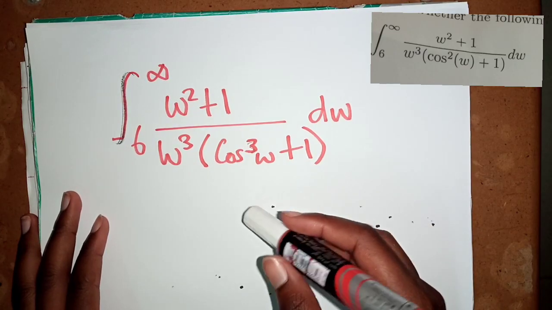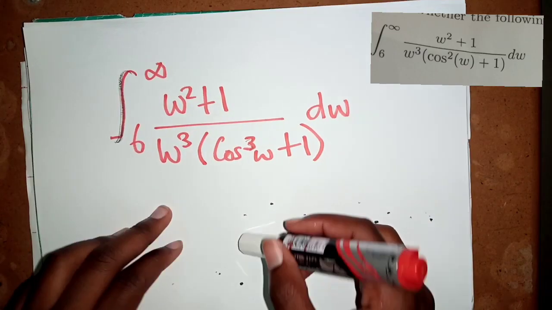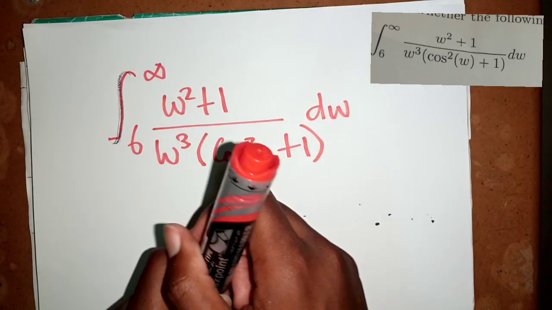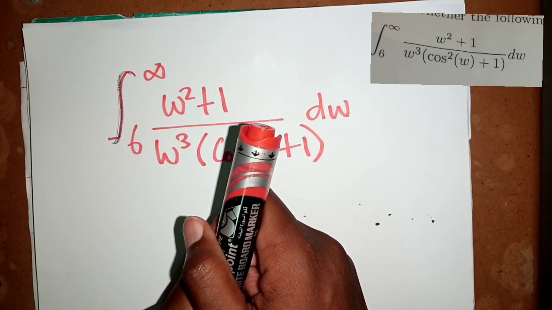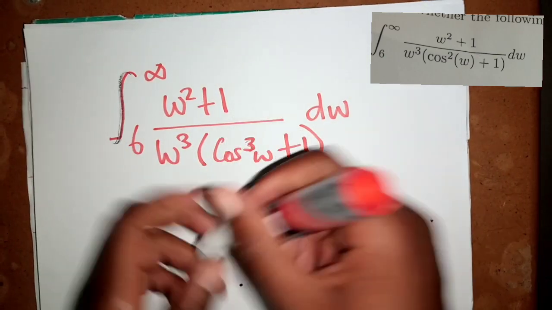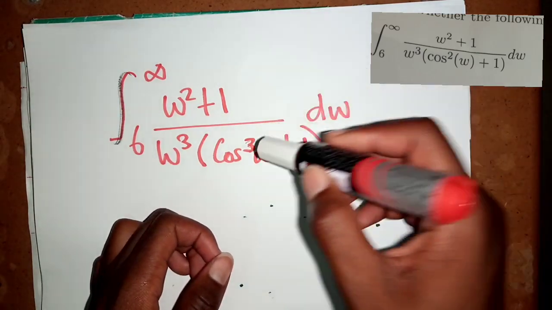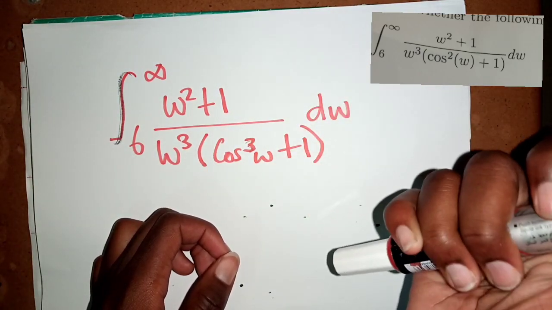So for the first question, we're being given a function. This is the first question of test one for the second test. We're being told to find if it converges or diverges.